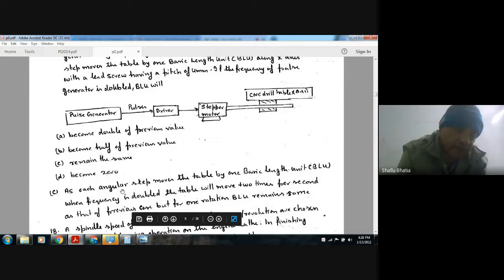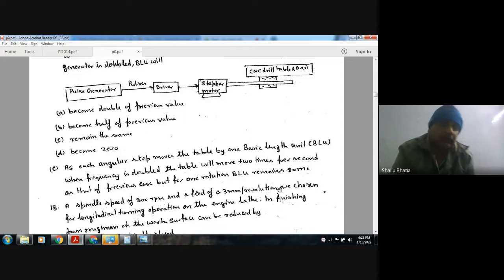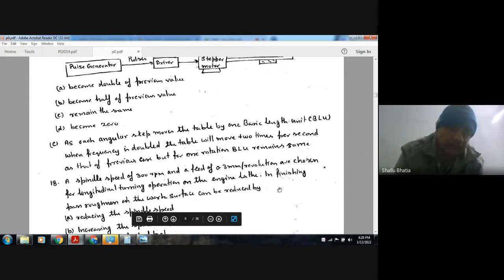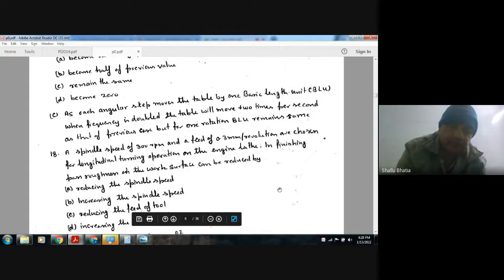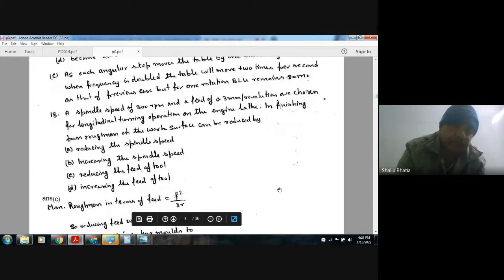The explanation is that each angular step moves the table by one basic length unit. When the frequency is doubled, the table will move 2 times per second, as in the previous case, but for one revolution the BLU will be the same. So the answer is C. BLU is the axial advancement in one revolution. When the frequency is doubled, there will be two revolutions and the axial advancement will be doubled, but in one revolution the axial advancement will be the same. So the BLU will be the same.